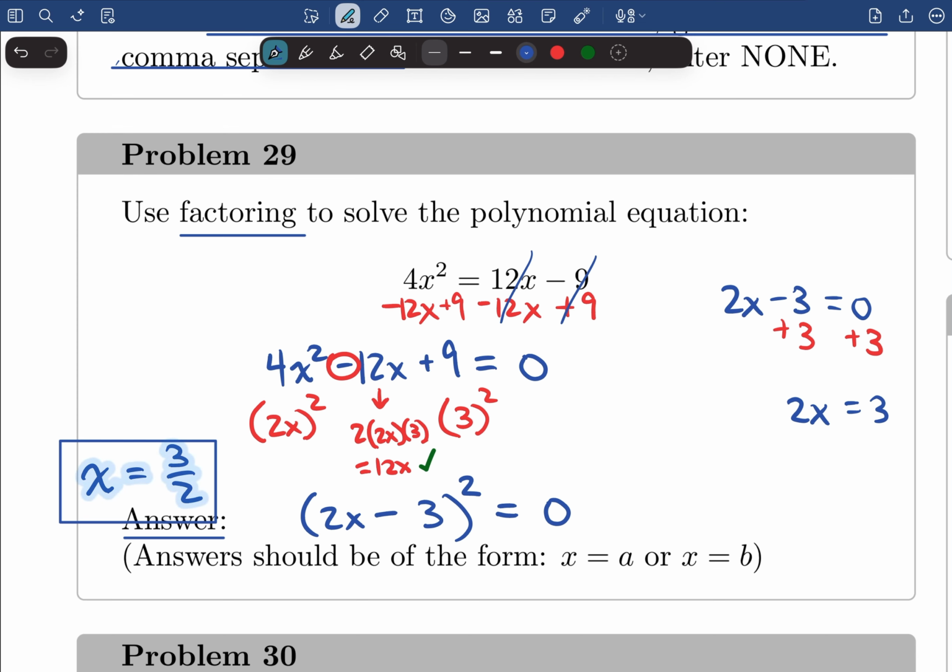Right? I made that opposite. And then I'm dividing by this coefficient in front of x. Divide by that. Okay, so x equals 3 halves. And this is how I'm finding that answer.